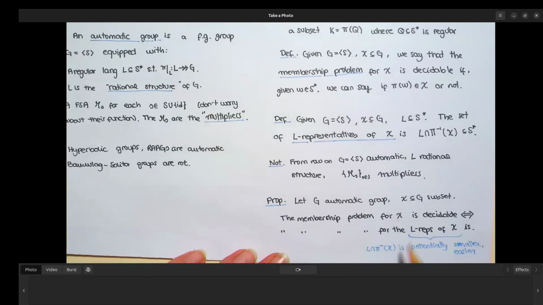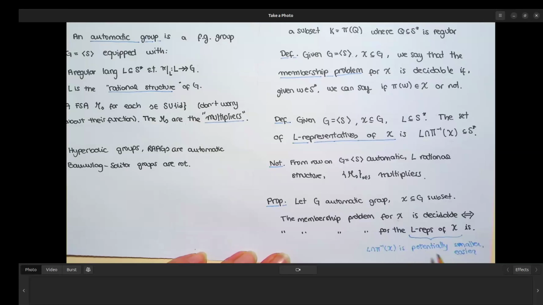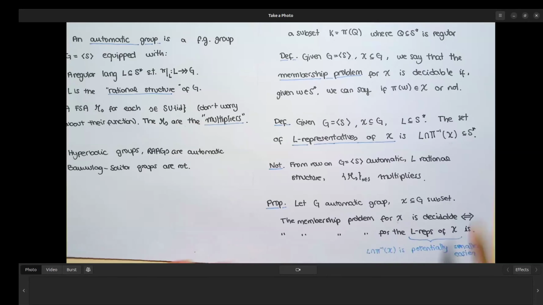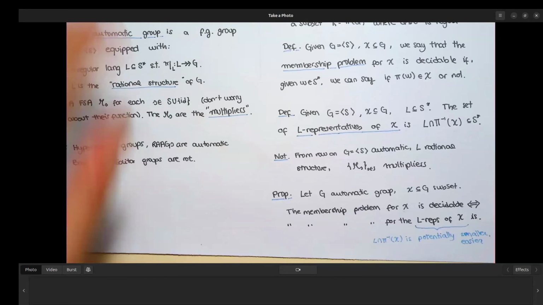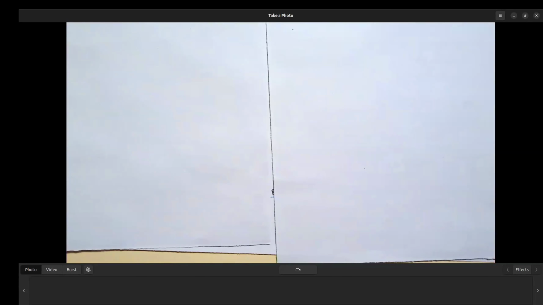This is good for us because membership of X involves understanding the whole of the preimage of X, but the L representatives are a smaller subset that are potentially much better behaved. So this proposition is going to be used throughout the whole talk.